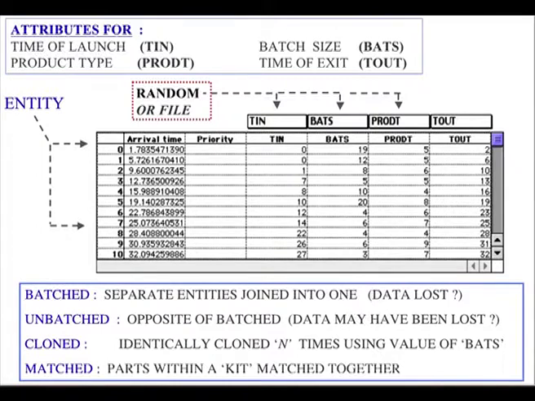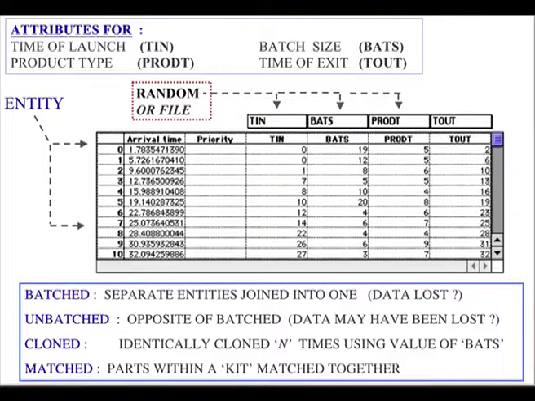Here we have a screenshot from the object-oriented simulation system called Extend. Here we have attributes for time of launch, time in, product type, prod T, batch size, bats, and time of exit, T out. Here we have the diagram with the arrival time of the entity, its time in, its batch size, its product type, and its time out.